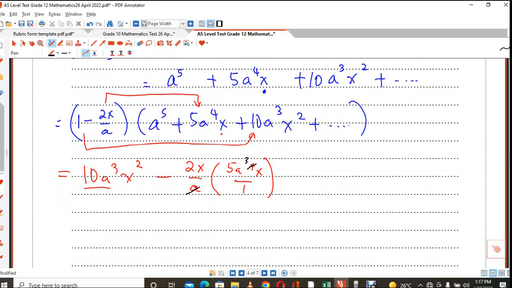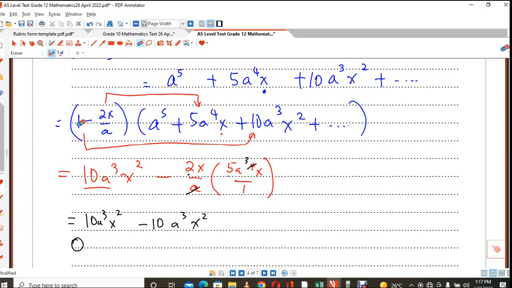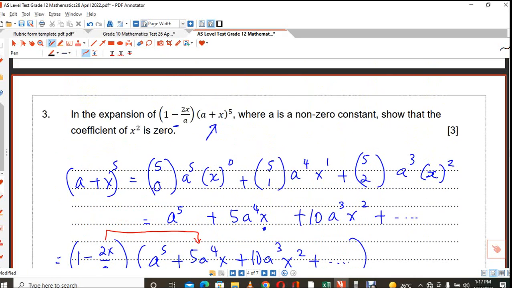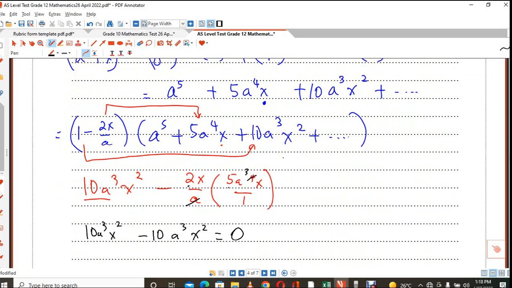Yeah. This is 2 times this 5. So this is going to be 10a cubed x squared minus 10a cubed x squared. You get it? Well, when you do that, you get 0. When you do that, it gives you a value of 0, and that's all that. Because it's a showdown. So far, so good?